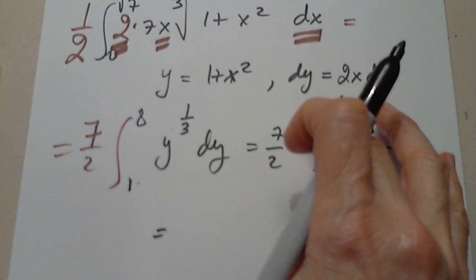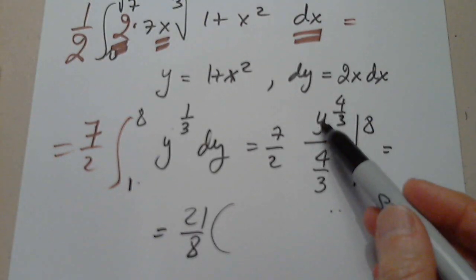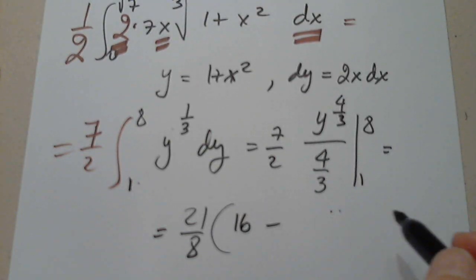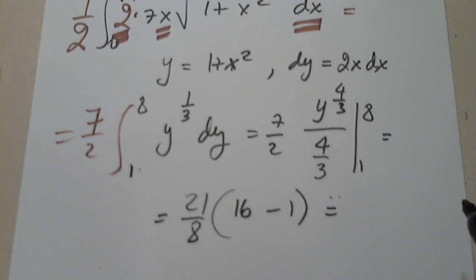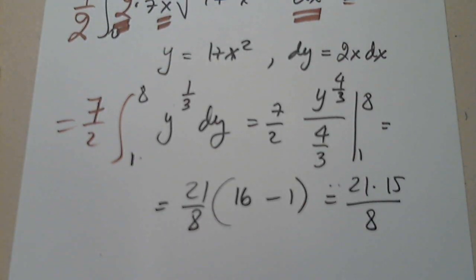Yes, I have to flip. So I have 21 over 8. And when I plug in 8 here, I get 2 to the 4th, which is 16, minus 1. So 21 times 15 over 8. Any questions on this?